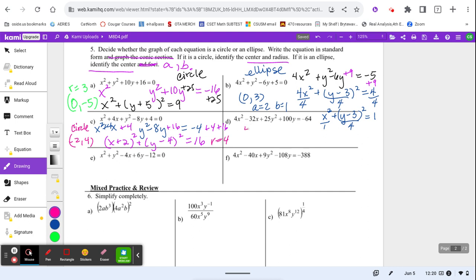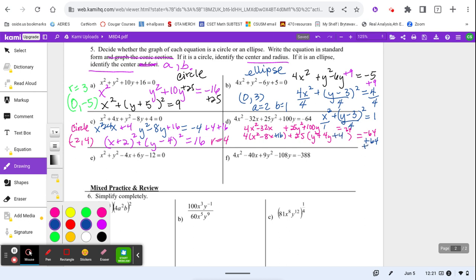Okay, this next one's got coefficients staring at us, so I'm already leaning towards ellipse, but we'll see. Okay, so dividing out the 4, I'm left with x squared minus 8x. Dividing out the 25, I'm left with y squared plus 4y, and that was equal to negative 64. And so half of 8 is 4, 4 squared is 16, but it's 16 4 times. 16 times 4 is 64. And then we've got half of 4 is 2, 2 squared is 4, but it's 4 25 times, so it's 100. So we're going to be left with the 4 x minus 4 squareds, 25 y plus 2 squareds equals 100.